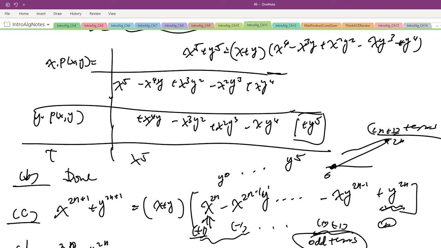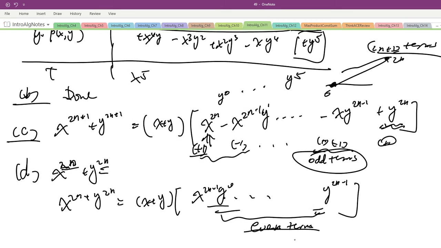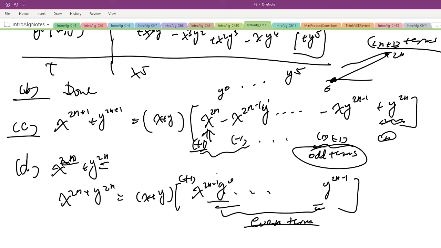Now let's see. If x^(2n) + y^(2n) also follows this form, meaning (x + y) times, then x^(2n-1) until y^0 until y^(2n-1), right? So you can see here we have the even number of terms. For the even terms, you must have positive 1, negative 1, positive 1, negative 1. So the last can only be the negative 1. Okay, so that's why it doesn't work.